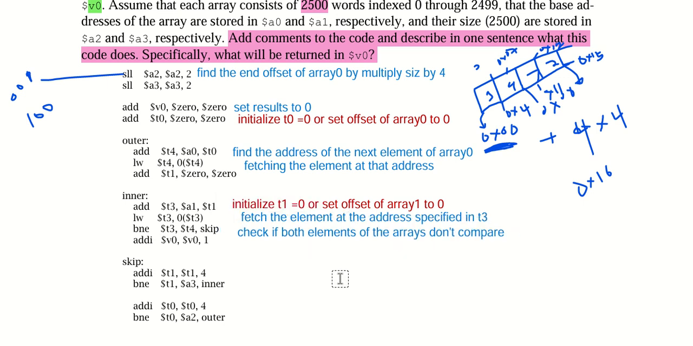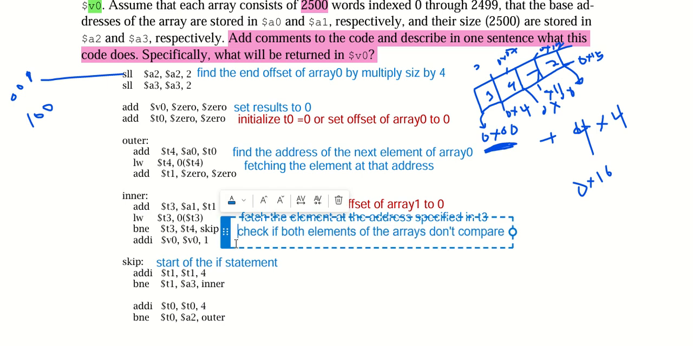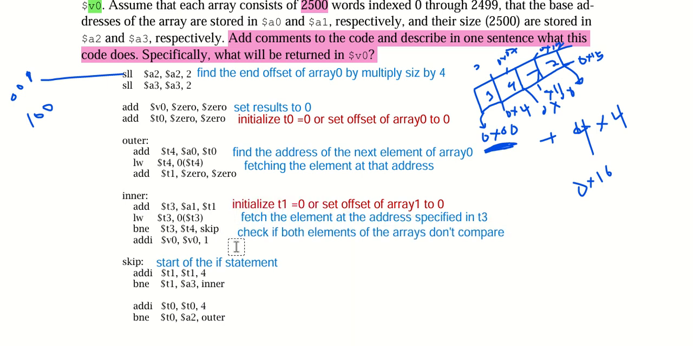So if they don't compare, then execute. So this is the start of the if statement, right? And now this is actually the else statement. The one just below is the else statement. So the one below is the else statement. So the add i v0 to v1 is the else statement. At the start of the if statement stands from the skip, right?